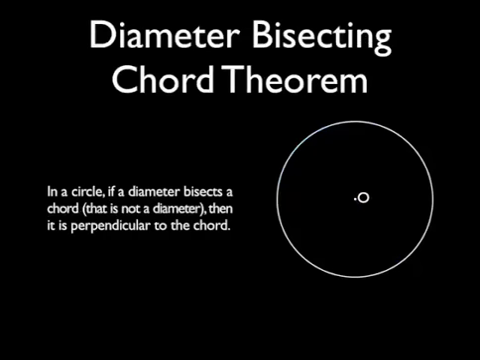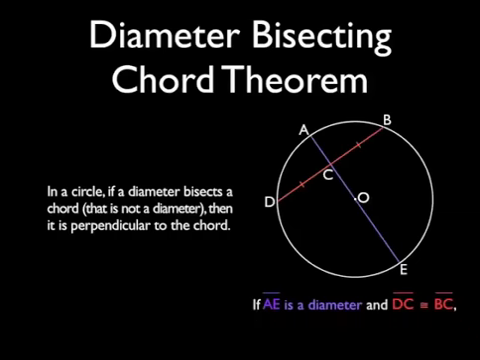Our next theorem is the diameter bisecting chord theorem. So obviously you need a diameter that bisects a chord in this one. In a circle, if a diameter bisects a chord that is not a diameter, then it is perpendicular to the chord. Oh look, segment AE bisects segment BD. Therefore, segment AE is perpendicular to segment BD. Now for this one, I actually have the proof on the next page.